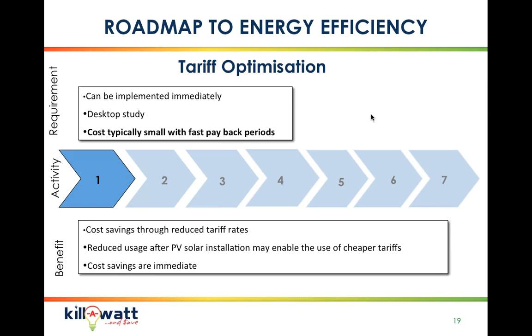Okay, so the first one is one of the simplest ones, and it's tariff optimization. This can be implemented immediately, can be done as a desktop study, and the cost is typically very, very small with a high payback period if you're on the wrong tariff. There's plenty of cases where we found savings for people that have been on the wrong tariff, most of them into the thousands of dollars of savings had they changed their tariffs earlier.